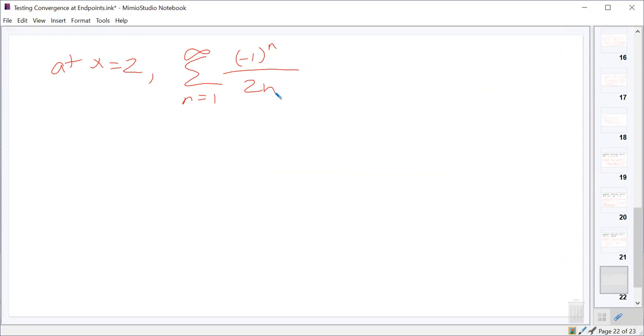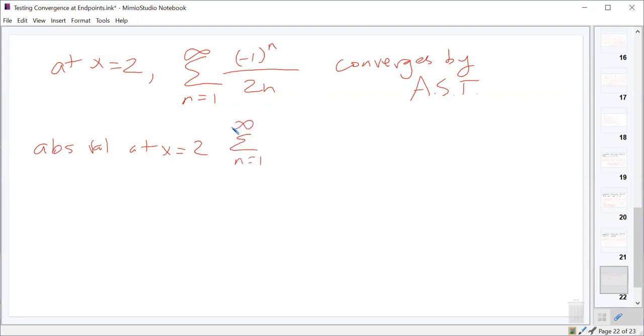And we would be able to say that that converges by the alternating series test. You want to say that it's alternating, that it's decreasing, and as it goes towards infinity, it's 0. And then that means that it converges by the alternating series test. And we'll say absolute value at x equals 2. Then that would tell us that we'd end up with what? That'd be the sum from n equals 1 to infinity of just 1 over 2n. And that we would say diverges by the p-series.